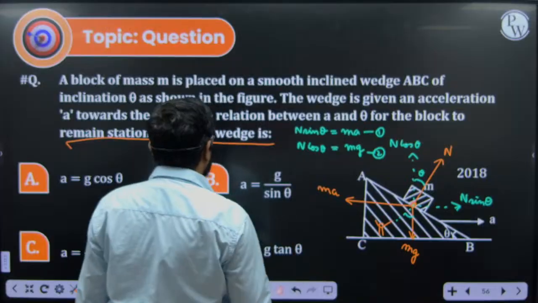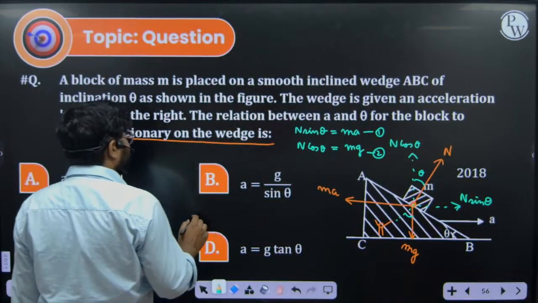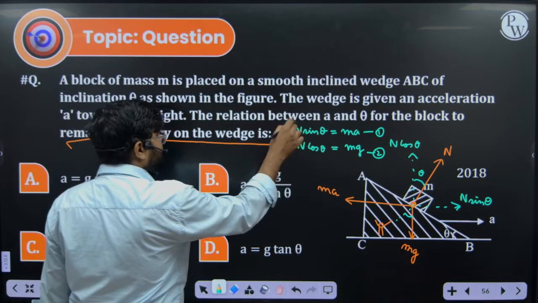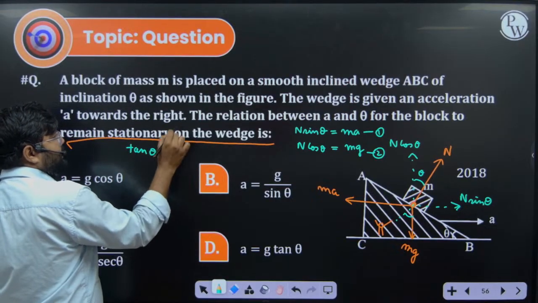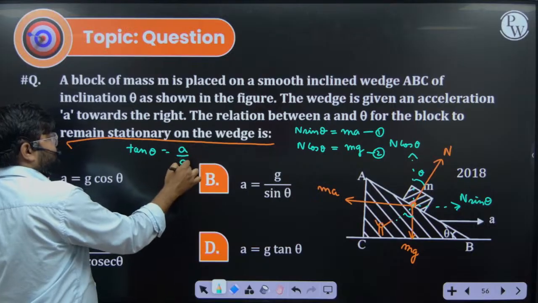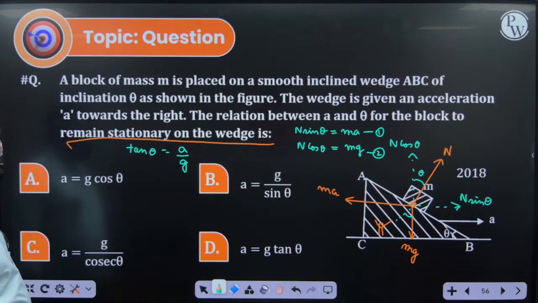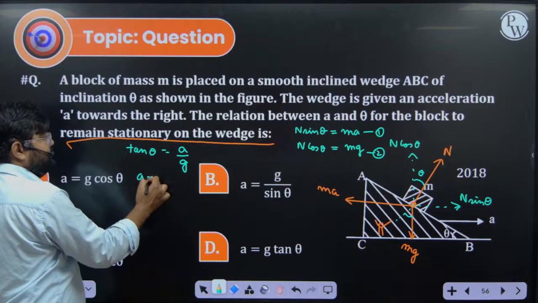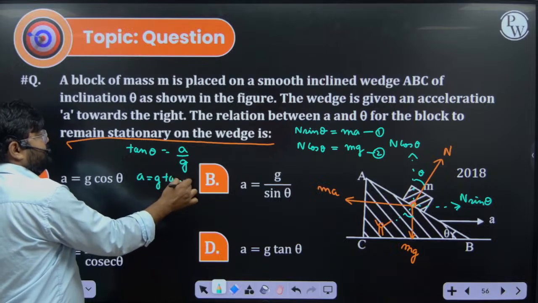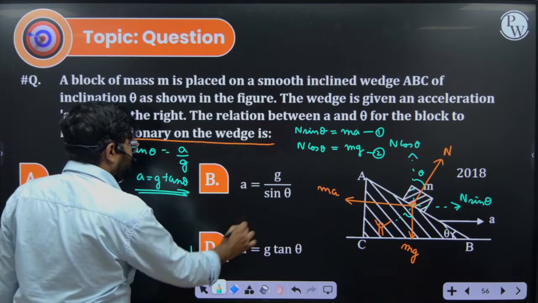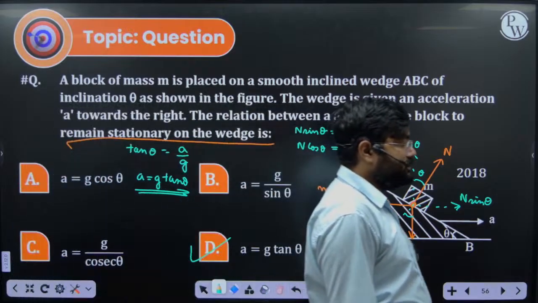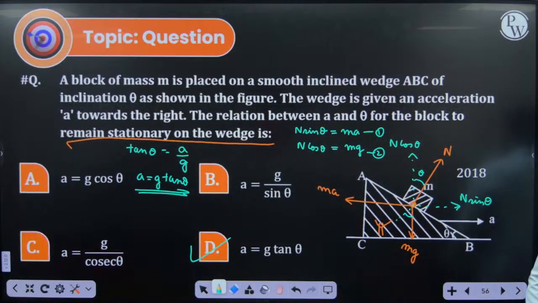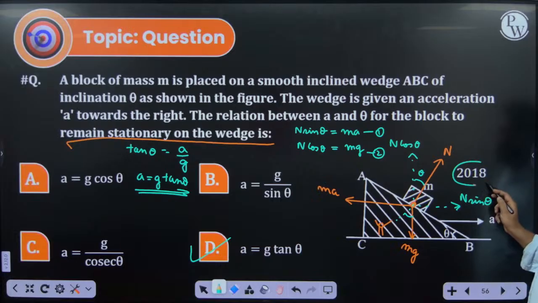So we divide them. If we divide them, what are we going to get? We will get tan theta, since sine by cos is tan. m will get cancelled: a by g. Tan theta equals a by g, or we can say a is equal to g tan theta. So here the answer is option D. 2018 NEET has asked this question, a very common question if you ask me.